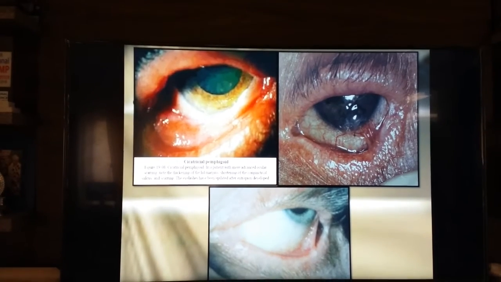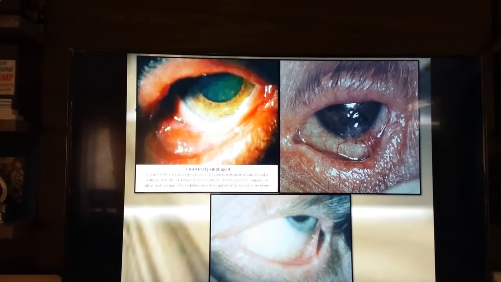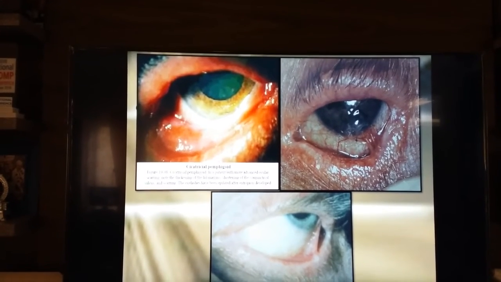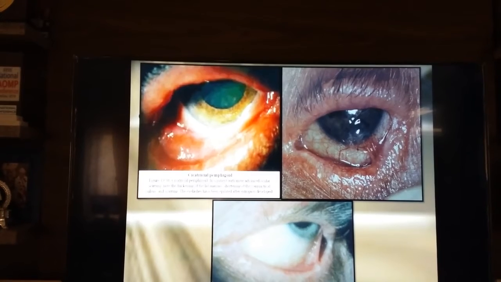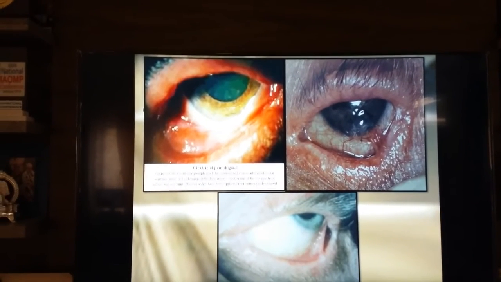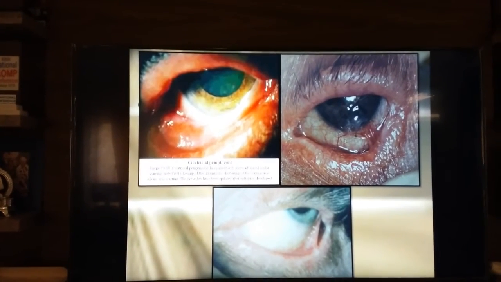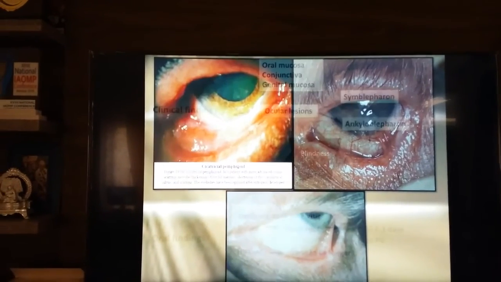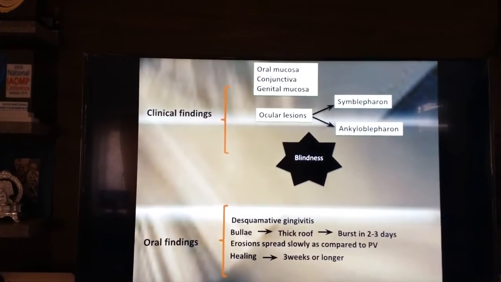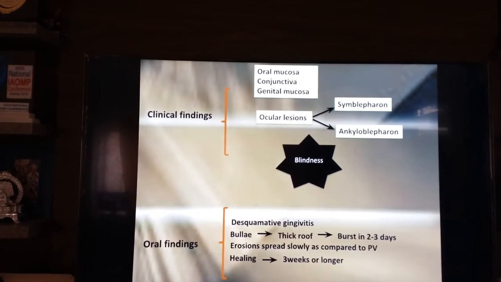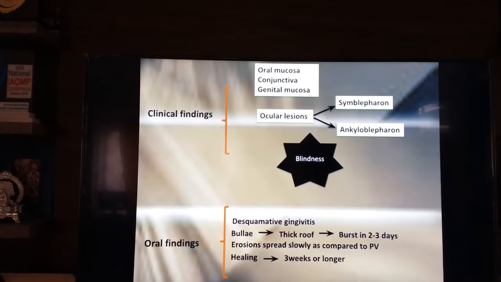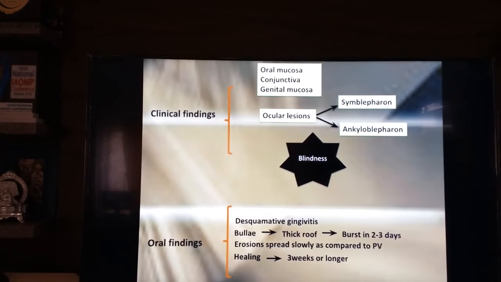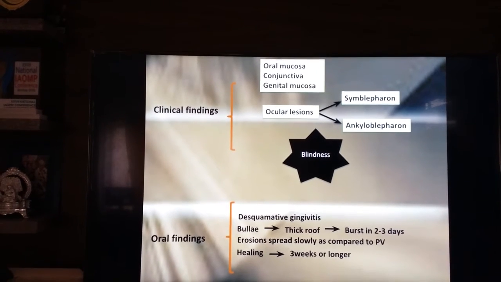However, the healing is much better. There are changes that are taking place in the eyes. We will find how the cicatricial pemphigoid behaves, and these lesions are very much painful, and the patient can go even for blindness because of the involvement of the conjunctiva, and even corneal ulceration can take place, which can be a very nasty situation. In the oral cavity, the desquamative gingivitis can be associated with bulla formation.